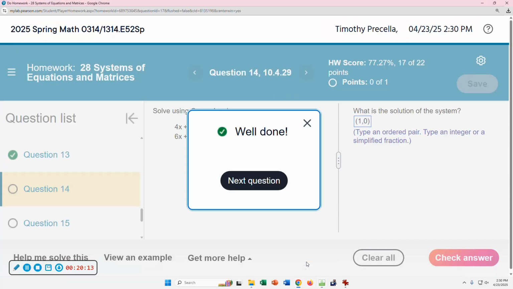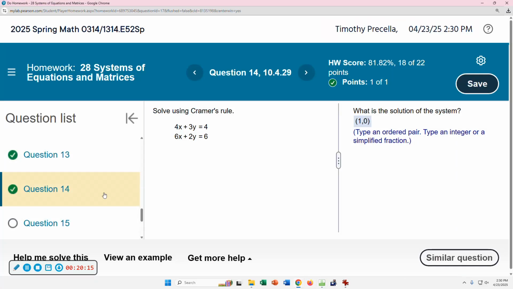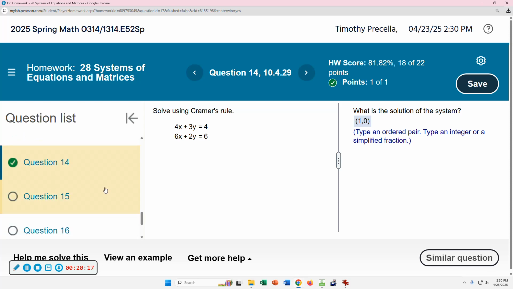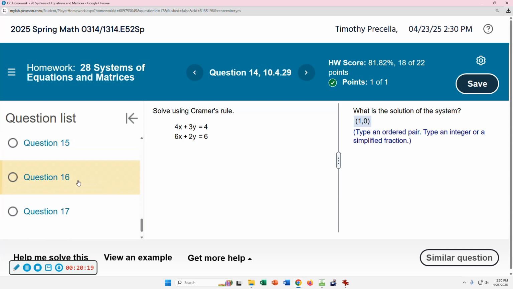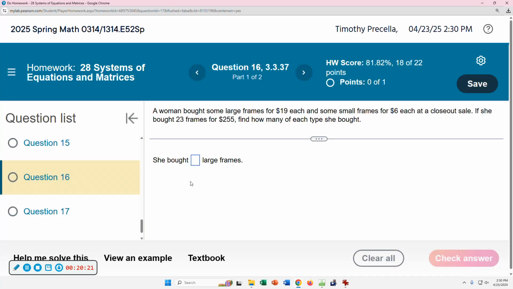Now some applications. We're going to end the semester with some linear systems word problems. We're going to skip number 15 for a moment and go on to 16. We're just going to delay it. Applications of linear systems. We have three methods of solving linear systems at this point: elimination, substitution, and Cramer's rule.